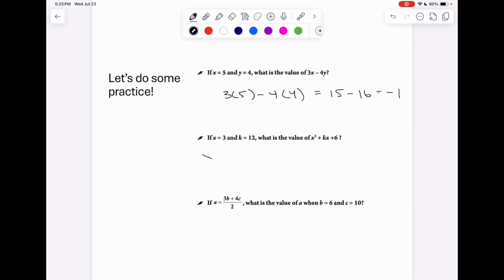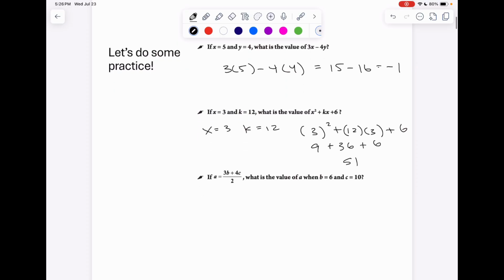For the next one, if x equals 3 and k equals 12, what is the value of x squared plus kx plus 6? Well, in for our x will go 3, in for our k will go 12. So that'll give us 9 plus 36 plus 6. And when we add all those guys together, we should get 51.